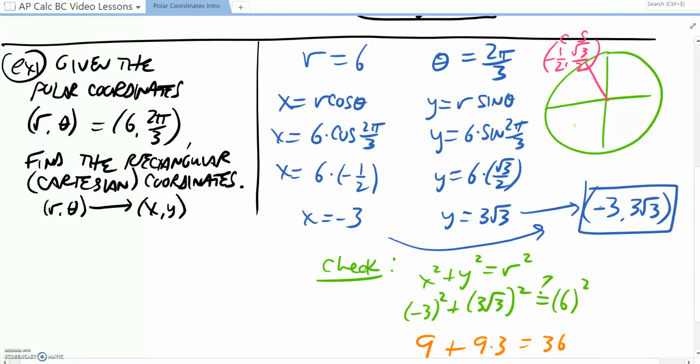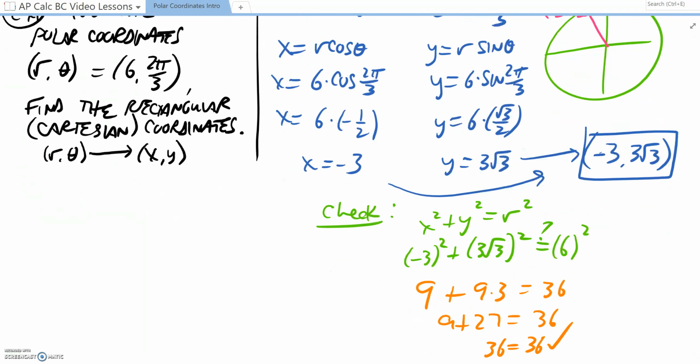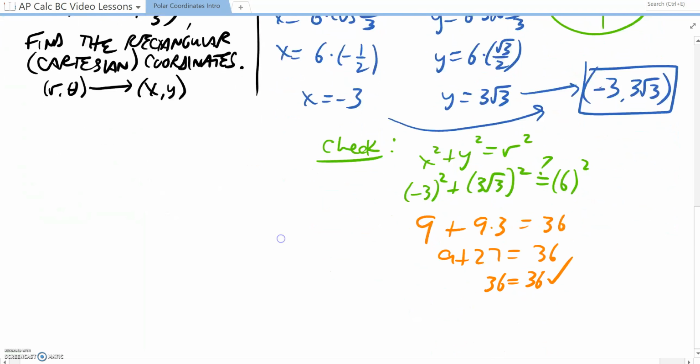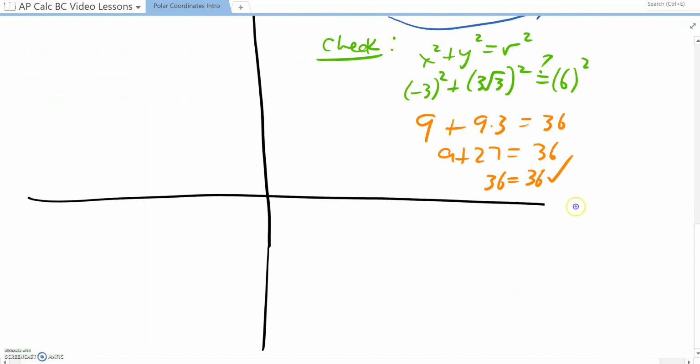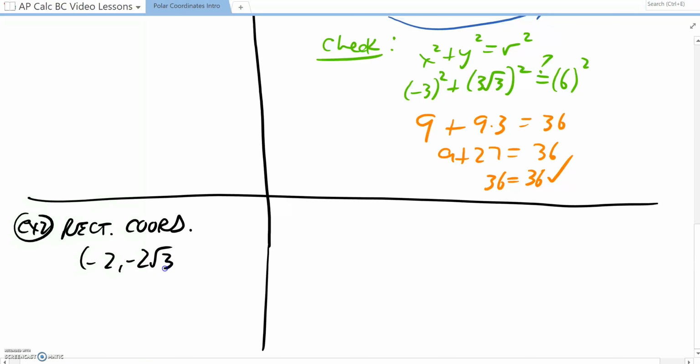So, all right, let's do another example. We've got one more. Let me slide this down here. Example 2. So this time we're given rectangular coordinates. And they are negative 2 and negative 2 radical 3. That's an x and a y. And we're supposed to find the polar coordinates.